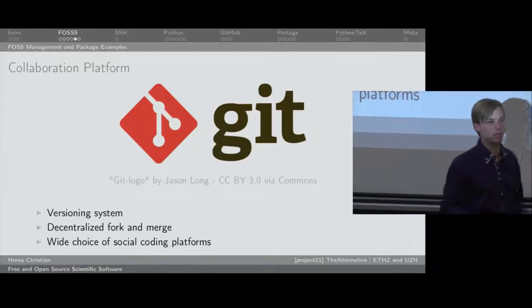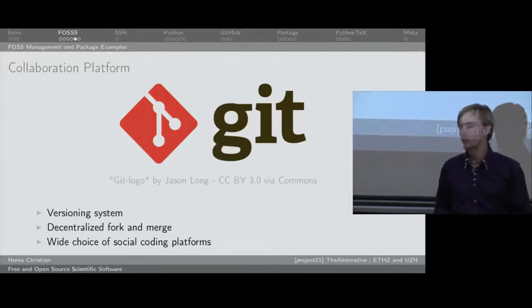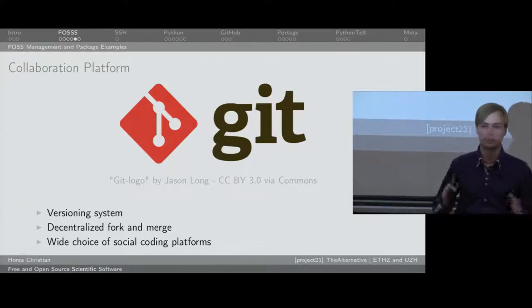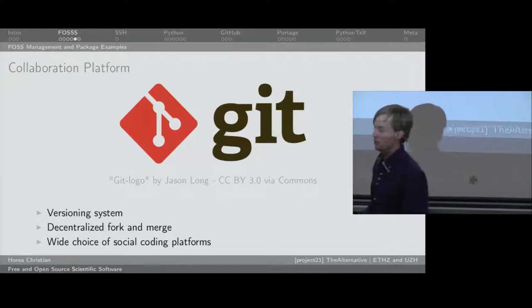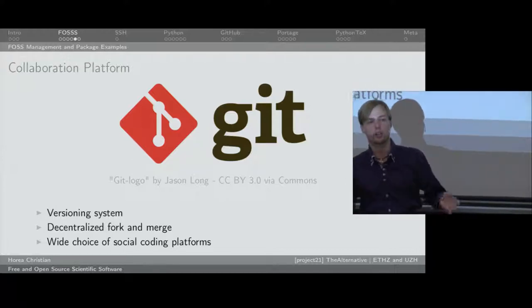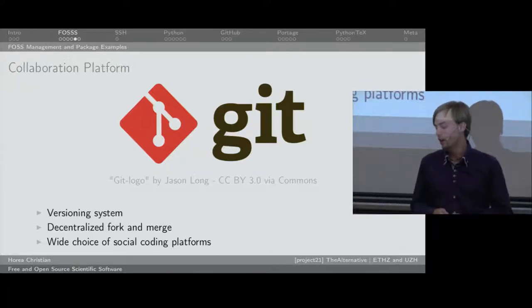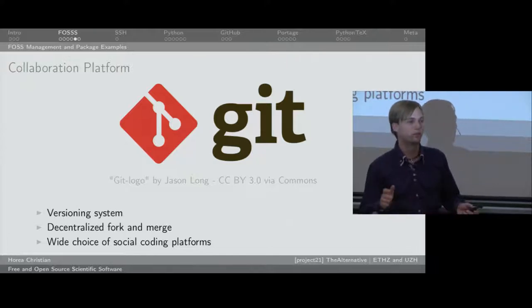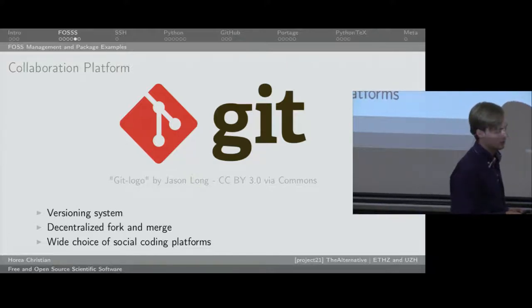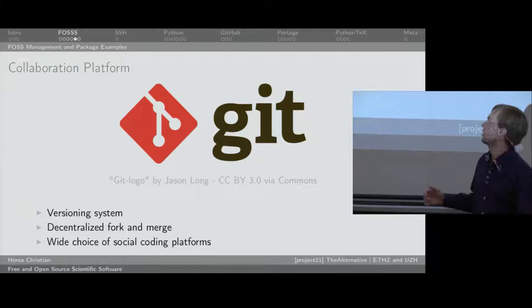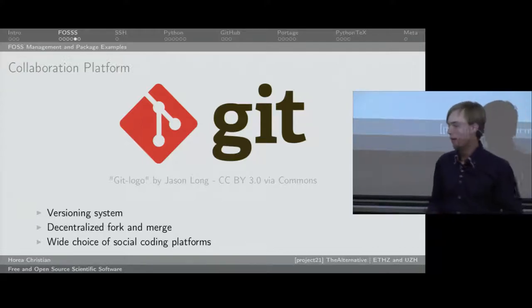Of course, to be able to do all of these things, you need to be able to collaborate. You need to be able to see who modified what. You need to be able to fork and branch and to merge software. And this is done via a number of version control systems, one of the most prominent of which is Git.